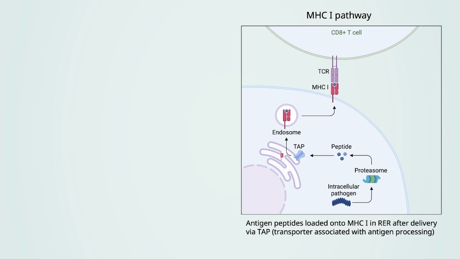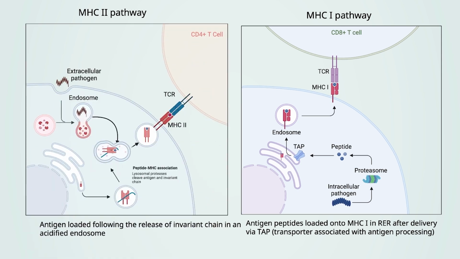Now, MHC1 will finally be able to interact with the T cell receptors of the CD8 positive T cell and present its antigen to the CD8 plus T cell. All right, this is the MHC1 pathway of antigen presentation. Now, let's look at the MHC2 pathway. Now, this is slightly different.